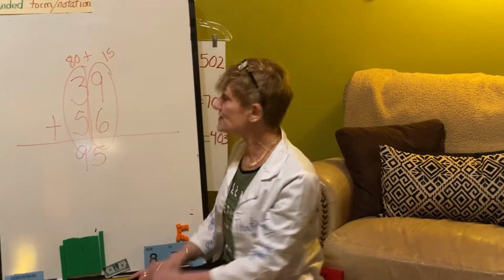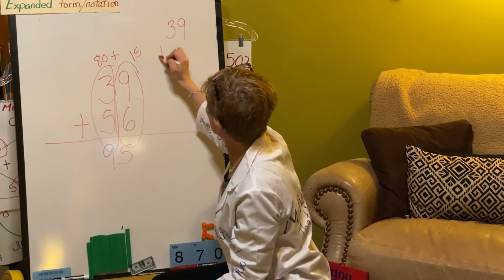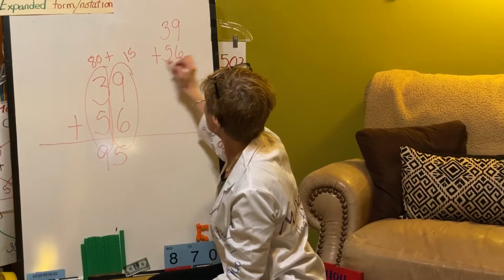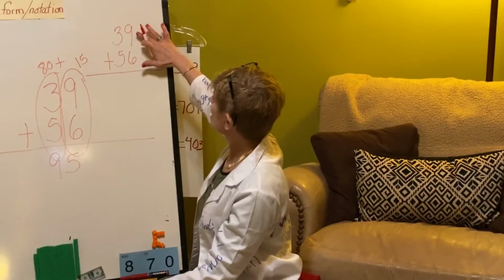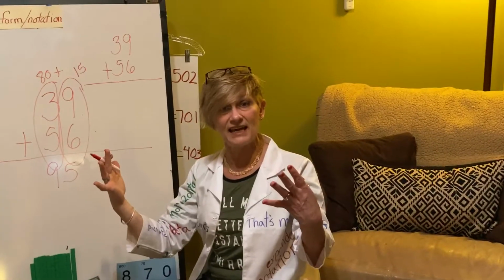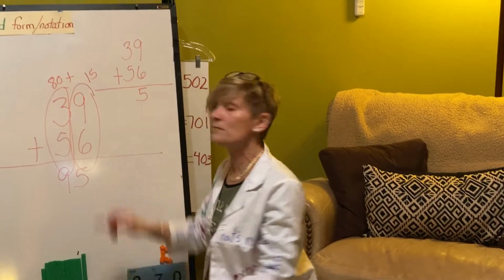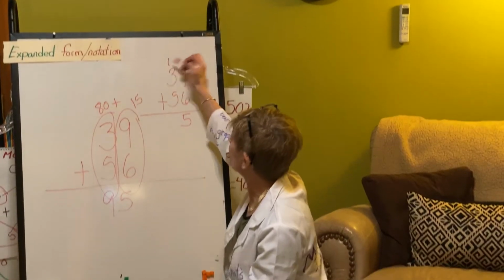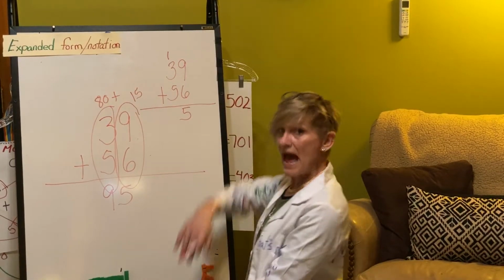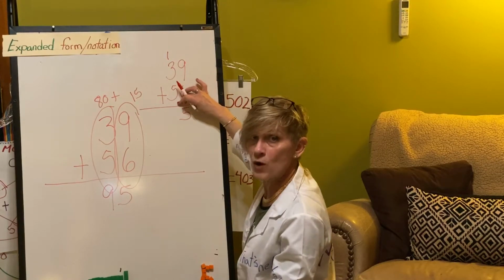There's other ways also. Some of my friends will take 39, and I'm going to put it right over here, plus 56, and they might do it this way. They might say 9 and 6 is 15. I know there's 5 extra ones. I'm going to leave them there. I'm going to take that 10, and I'm going to bring it over to my tens place. So now I have a 10, 3 tens, 5 ones.